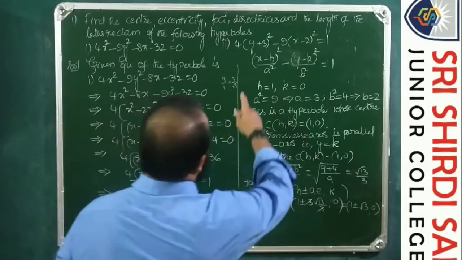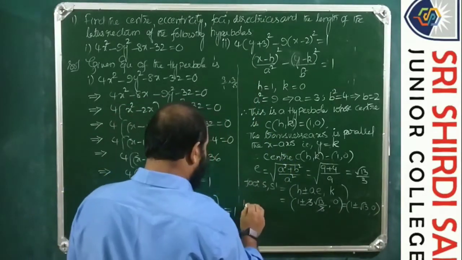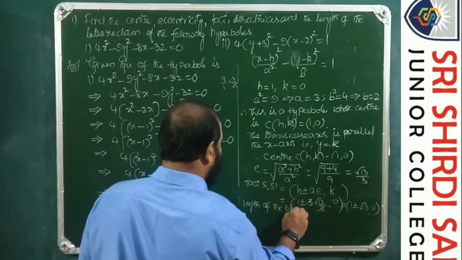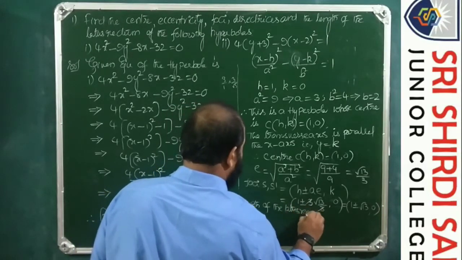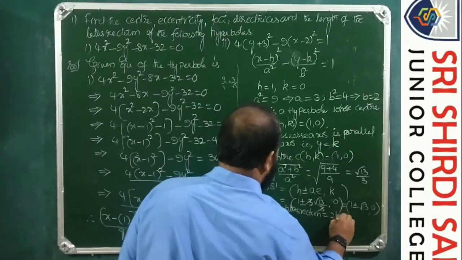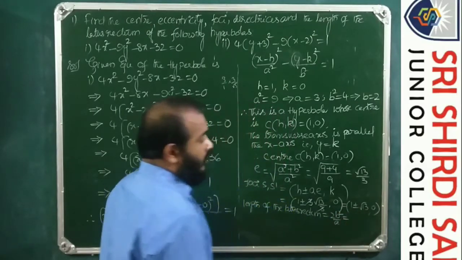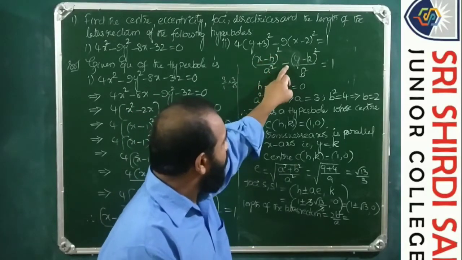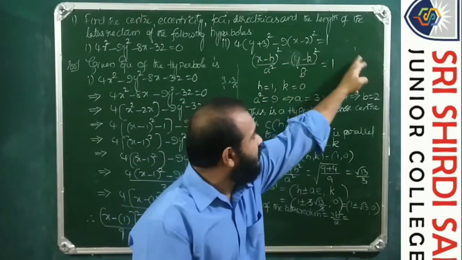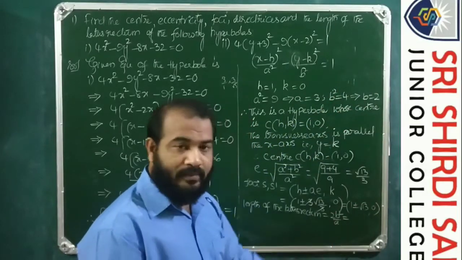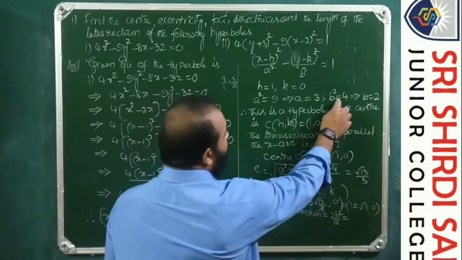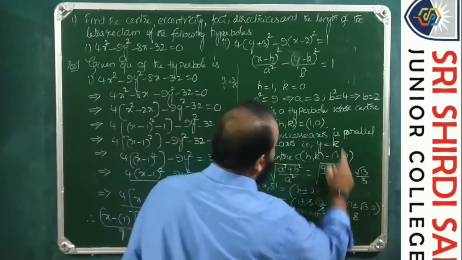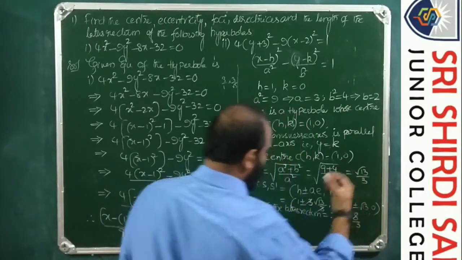Now, so length of the latus rectum. Length of the latus rectum is equal to 2b square by a. But for the conjugate hyperbola, (x minus h) whole square by a square minus (y minus k) whole square by b square equals to minus 1, for that it is 2a square by b. So here 2b square by a. b square is 4. 4 into 2 is 8 by a is 3. So this.